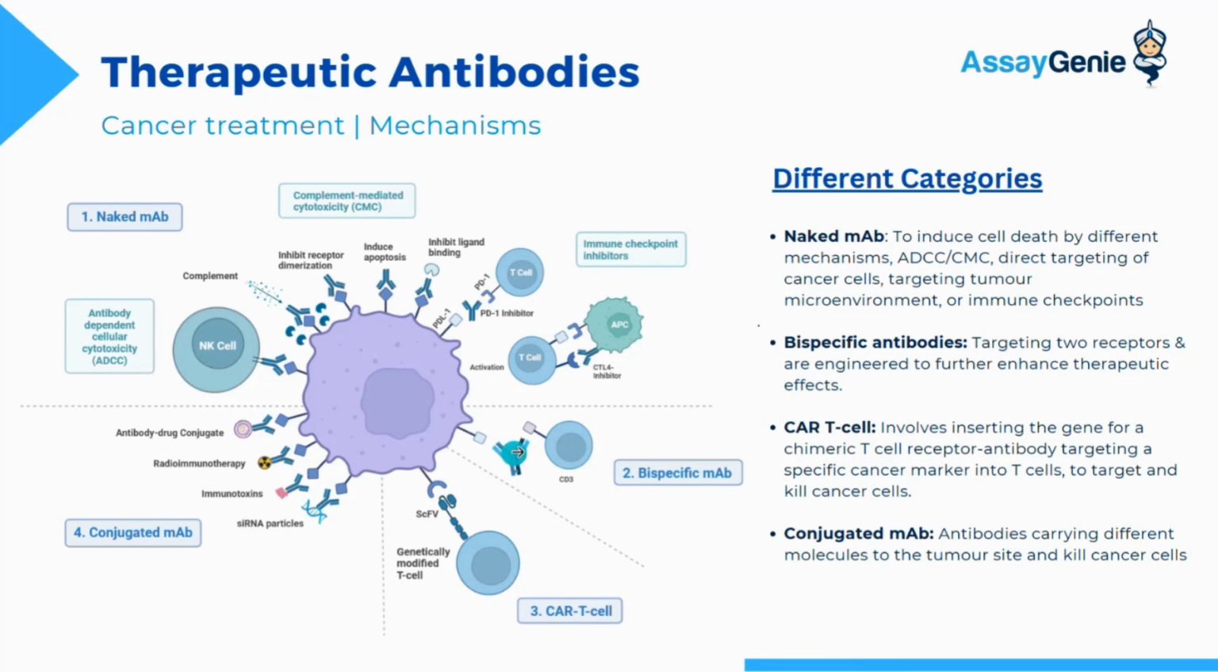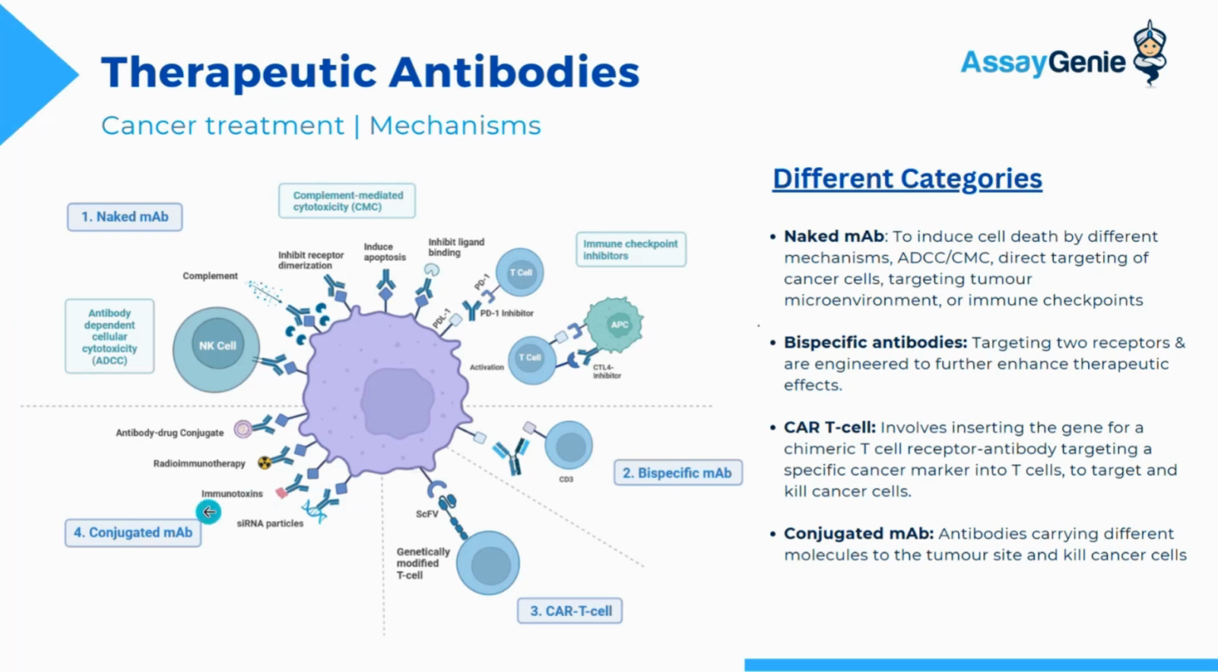The second category are bispecific antibodies, and these target two receptors and are engineered to further enhance therapeutic effects. The third one, that I think everyone has heard about and that is commonly in the media or in the news for recent advances in these therapies, is CAR T-cell therapy. This involves inserting the gene for a chimeric T-cell receptor antibody, which targets a specific cancer marker, into T cells, and this targets and then kills the specific cancer cell.